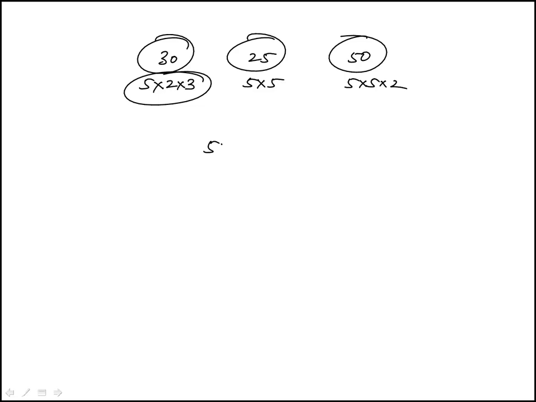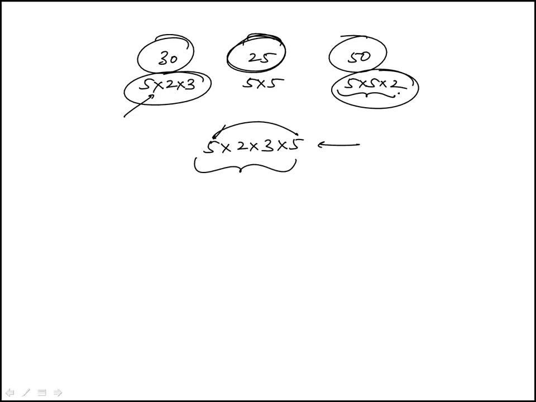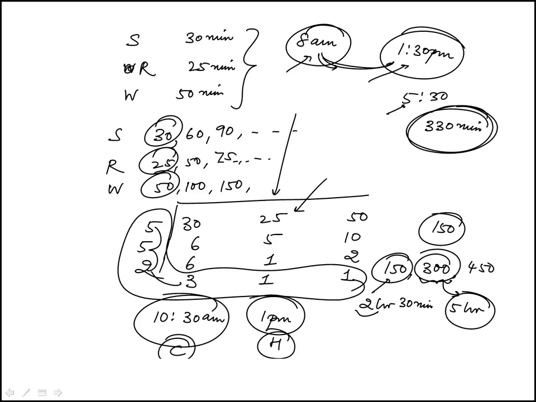I'll start with that: the least common multiple has to have these pieces for it to be divisible by 30. Now for it to be divisible by 25, I already have a 5. All I need to do is introduce another 5. And for this to be divisible by 50, it has to have two 5s and a 2. I already have two 5s and a 2, so that is it. So this actually might be easier: 5 times 2 is 10, times 15 is 150. And then we proceed as I did in the remaining problem. So the answer is C and H.